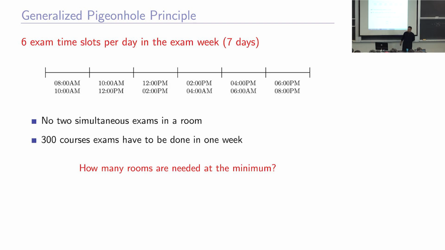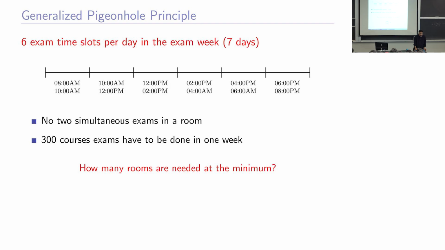In some slots there must be this many exams. That slot I cannot avoid, right? That must happen at some slot. So in that slot, at that time, I need 8 rooms. If I have less than 8 rooms, I won't be able to do the exams. This constraint will be violated.